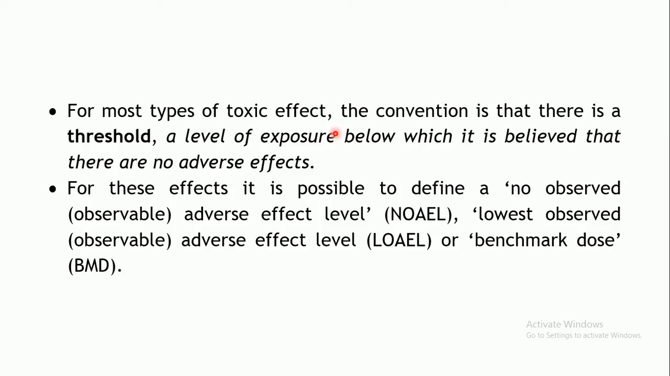Now in most of the types of toxic effects, usually there is a threshold level of that particular substance. Now what is this threshold level? Threshold level is a level of exposure below which it is believed that there are no adverse effects. So there is a particular level of exposure, a particular amount of substance, which is required to produce a particular type of adverse effect.